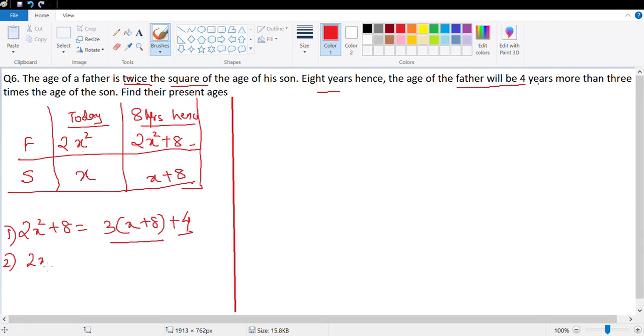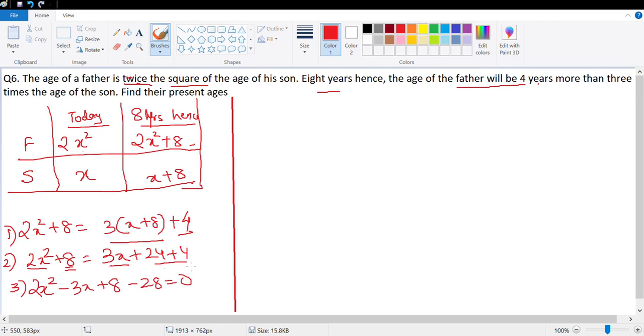So 2x square plus 8 is equal to 3x plus 24 plus 4. Let's bring everything on one side. So this is 2x square minus 3x plus 8 minus 28 is equal to 0. Perfect. So this is 2x square minus 3x minus 20 is equal to 0.